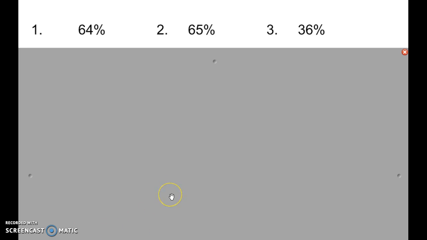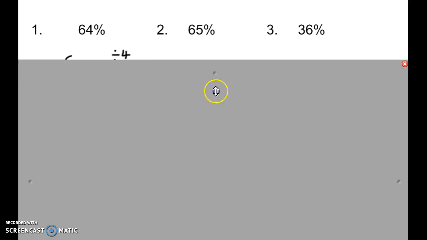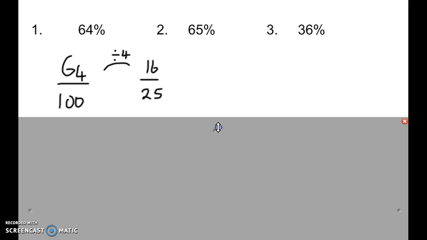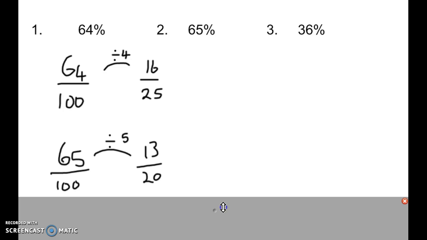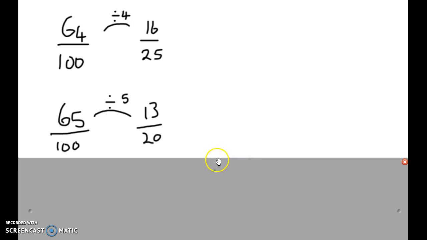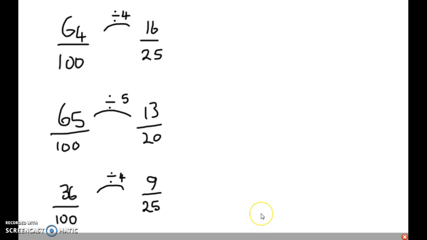So 35% expressed as a fraction in its simplest form is 7 over 20. Here are 3 to have a go at. Ask your teacher to pause the video, then you have a go, then we can check your answers. Okay, first one, I've simplified to 16 over 25. Second one, I've simplified to 13 over 20. And the third one, I've simplified to 9 over 25. Okay, moving on.